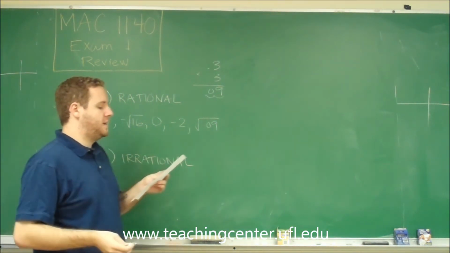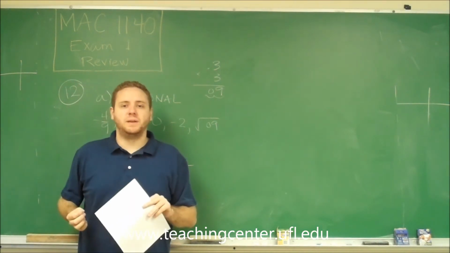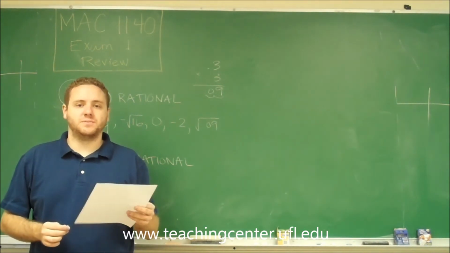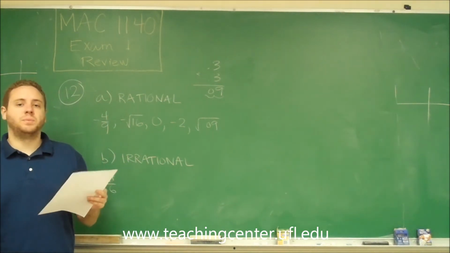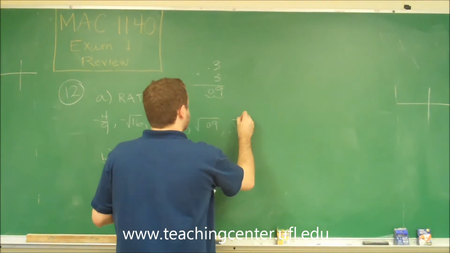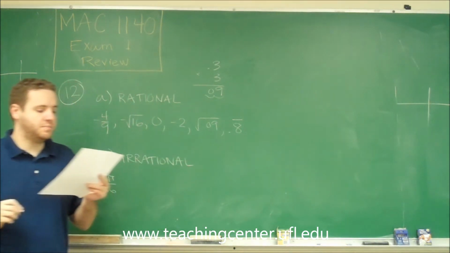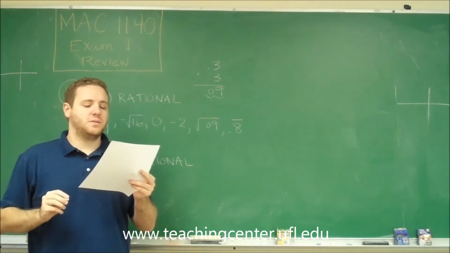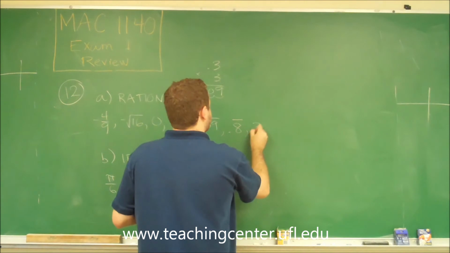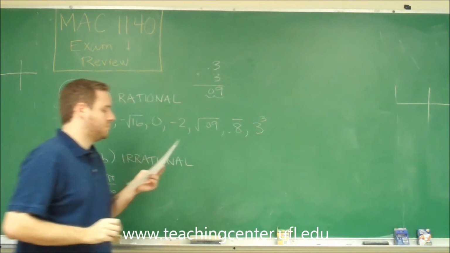Alright, 0.8 repeating. Anytime you have any sort of repeating decimal, that's definitely a rational number because it can be written as a fraction. And in fact, 0.8 repeating is just 8 over 9. So again, another rational number. 3 to the third power. Well, 3 to the third power is 27. That's an integer. So definitely a rational number.